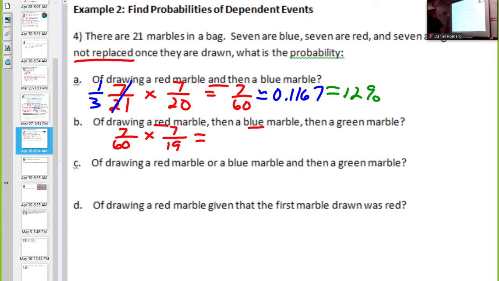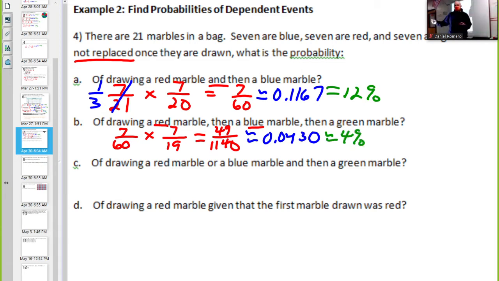So 7 times 7 is 49. 60 times 19 is 1140. So 49 over 1140. I couldn't reduce anything before, so you shouldn't be able to reduce anything afterwards. But you can make it into a decimal. I'm getting approximately 0.0430, which is around 4%.